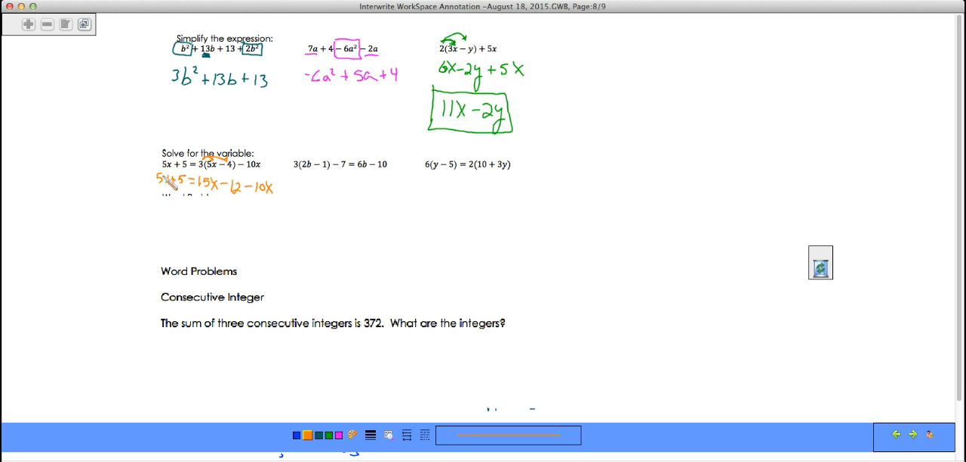Okay, now I don't have any like terms on the left-hand side, so I leave that alone. When we say combining like terms, we're talking about terms that are on the same side. So now looking at the right-hand side, I have a 15x and a negative 10x. 15x minus 10x would leave me with 5x. Combining my like terms. Okay. Now, my next step would be to subtract 5x from both sides.